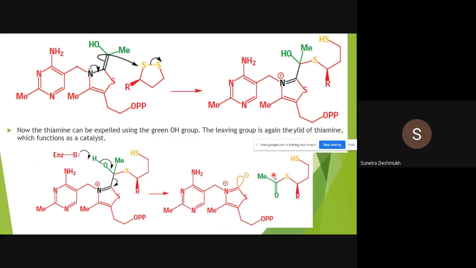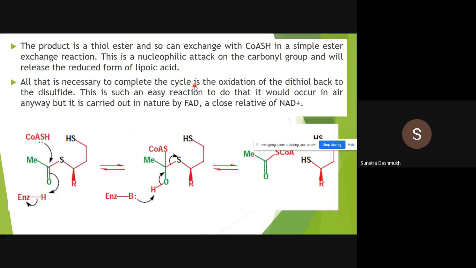Okay, so look at this, how with the help of all these things we can do the conversion, and how nature is doing the different transformations. Okay, next thing, now the product is thiol. The product is thiol and so it can exchange with coenzyme A, which contains SH, in a simple ester exchange reaction.